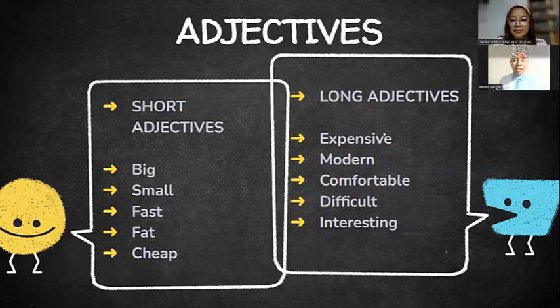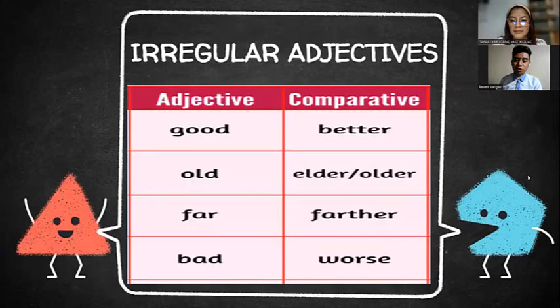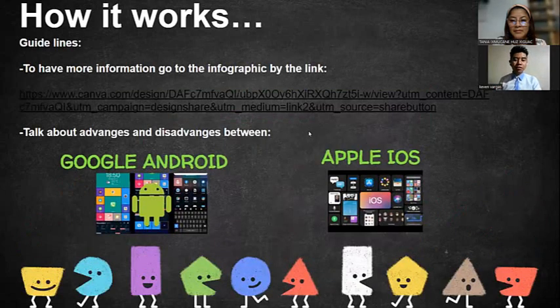And in this step, we are going to start applying the level of remember, which belongs to Bloom's taxonomy, because they are going to be listening and repeating the long and short adjectives. We also have irregular adjectives. And we also have created more resources so we can explain more about the topic.